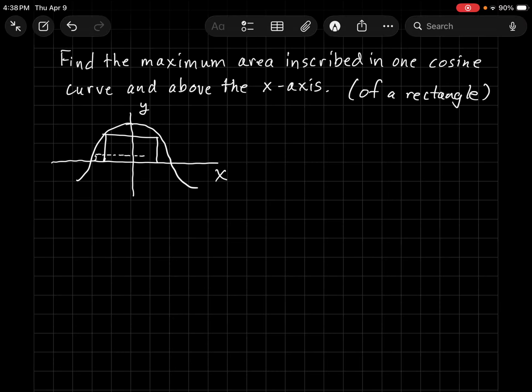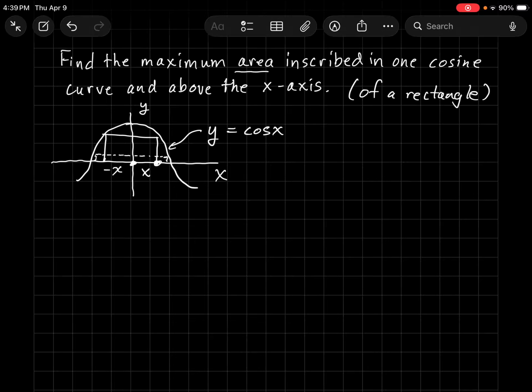So let's label. I'm going to label the non-dotted rectangle. The length from the y-axis to wherever I'm going, that's x. The cosine curve is symmetric, so that length would be -x. And of course the height is y, but the y is cosine x. So I'm taking all the information that I've been given. I haven't been given much, other than I have a cosine curve. But this is what I can do with my labeling.